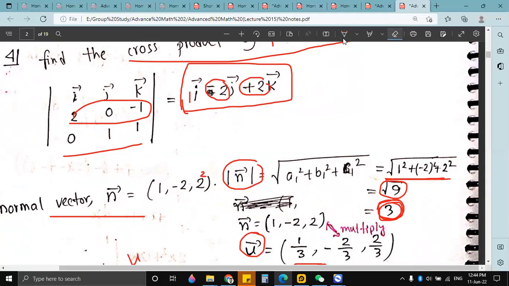On minus 2, 2, right? On minus 2, 2. So if you divide by their value, it will be 1 by 3, and then minus 2 by 3, and then 2 by 3. Okay, so this is the answer: 1 by 3, minus 2 by 3, and 2 by 3.